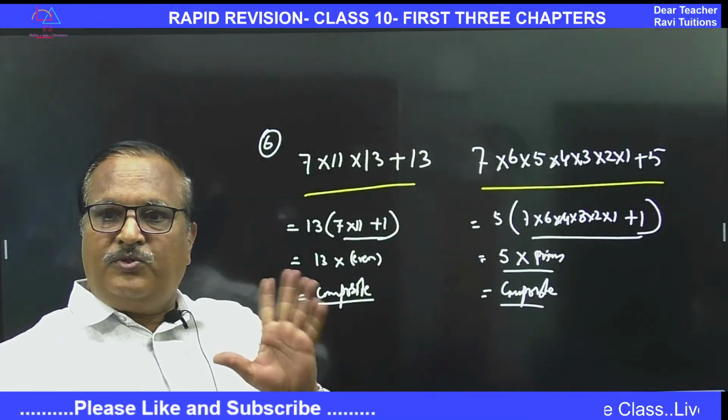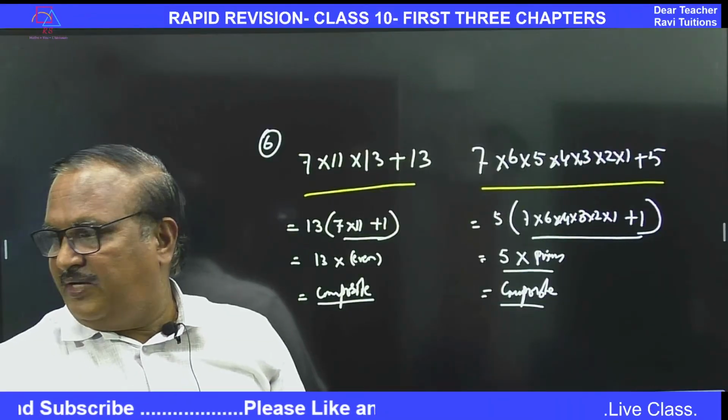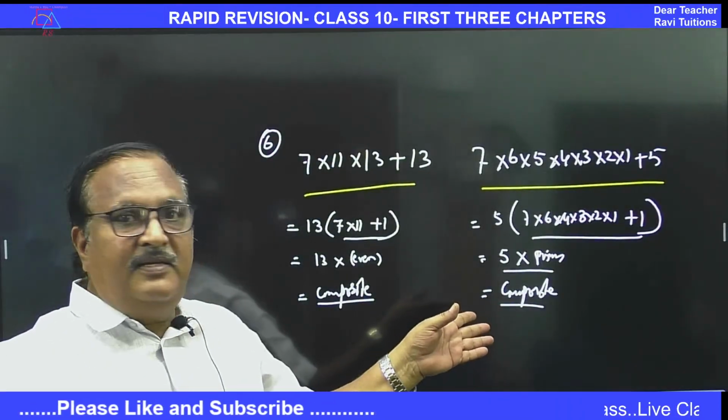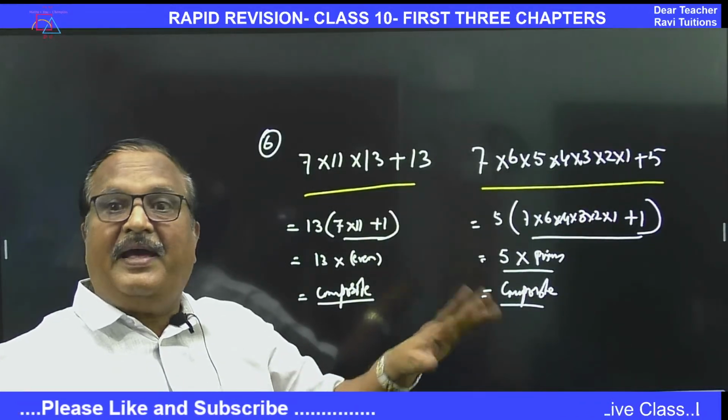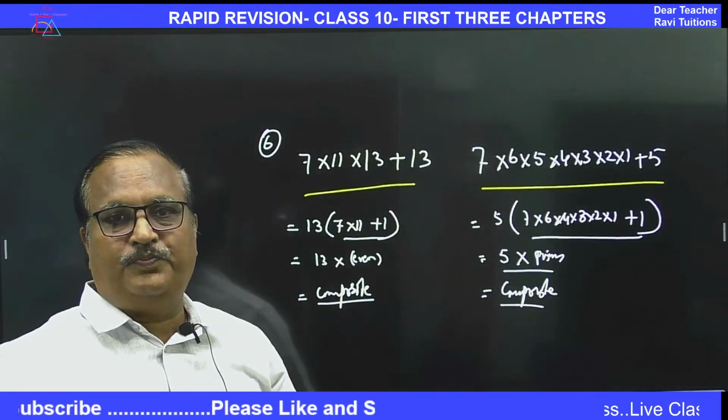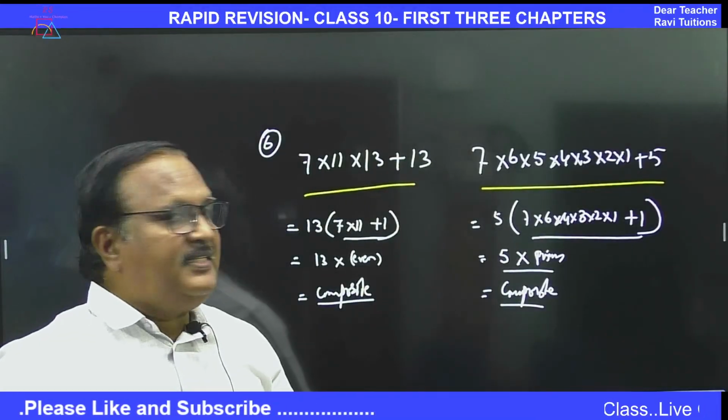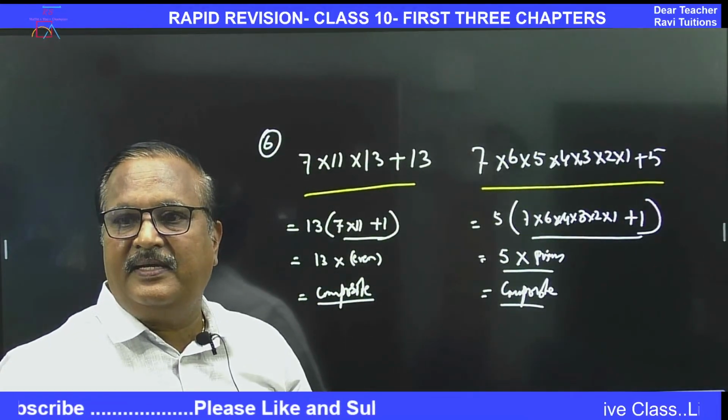So in this, how to answer the question? You have to answer: because a composite number is a number which has more than 2 factors. Okay. So this is how you have to write.